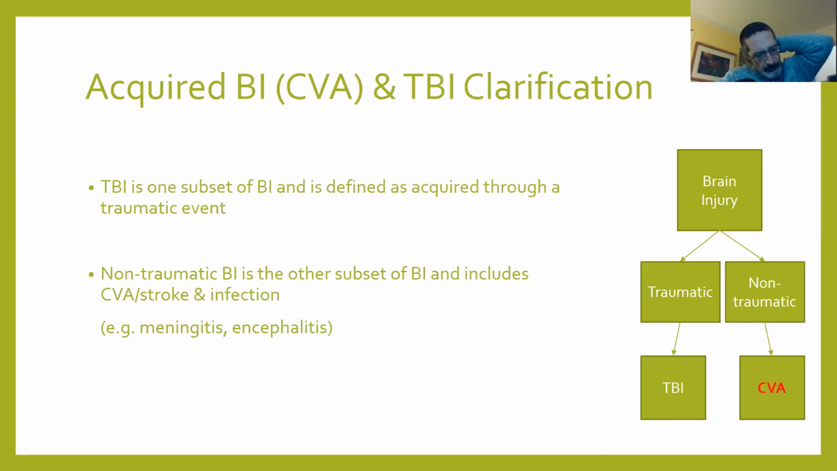So this slide is another one that's going to be repeated over both of these discussions. I want to talk about brain injury in this right column here. You have traumatic and non-traumatic. Traumatic is a traumatic brain injury, right? Some kind of trauma, usually external, that causes it, versus a non-traumatic brain injury, which is a stroke. That's just a matter of medical clarification. Traumatic brain injury is one subset of brain injury, as we noted, acquired through a traumatic event. Non-traumatic is the other subset, and it includes stroke, but it also could be some type of infection, such as meningitis or encephalitis.